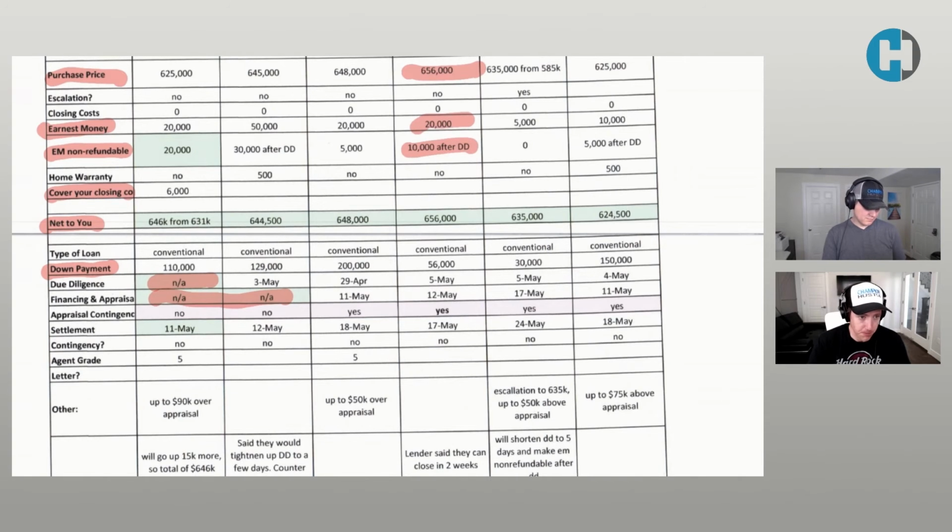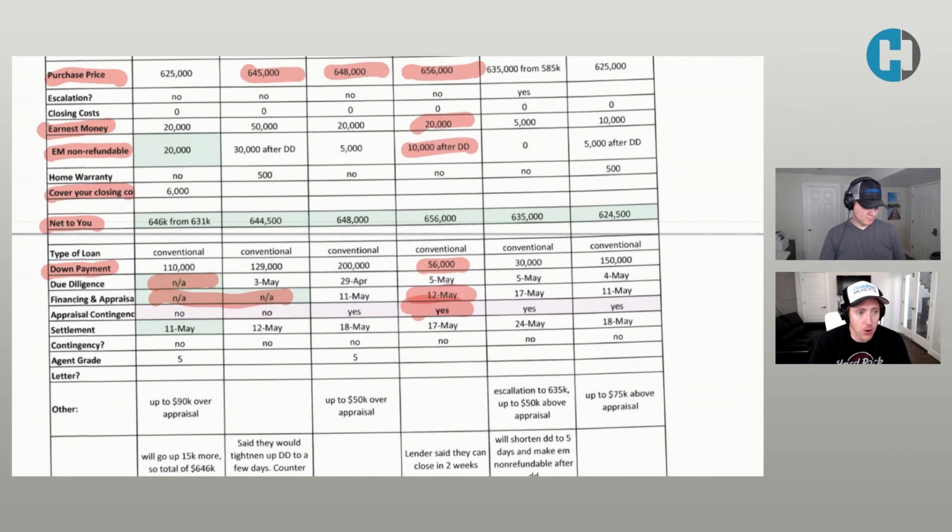We had conventional, they had a lower down payment, so they only had $56,000 down. They did have a due diligence period. They did have an appraisal contingency, and the lender said they can close fast. They can close in 2 weeks, but the appraisal contingency and the due diligence, even with that extra bit of money that was going to come to us, about an extra 10 grand, we said, nope, not worth it. Not worth the risks.